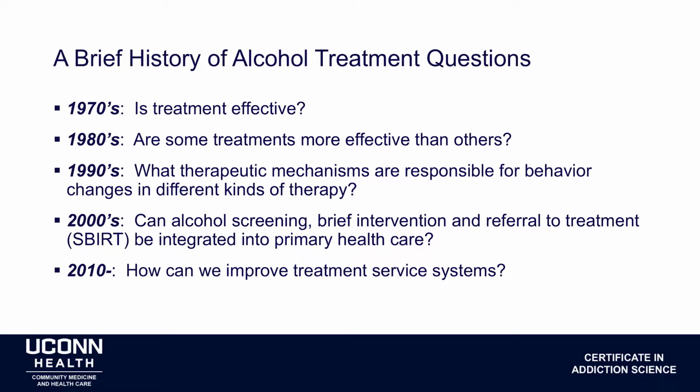In the 1990s, we started trying to figure out whether therapeutic mechanisms that could be identified were responsible for behavior changes in different types of therapy. So if you have a pharmacotherapy, a drug that operates on a neurotransmitter in the brain, then we need to do brain imaging studies to find out what the mechanism is, to prove that by providing a drug as opposed to a placebo, you're somehow altering the brain chemistry that is reducing craving and preventing relapse.